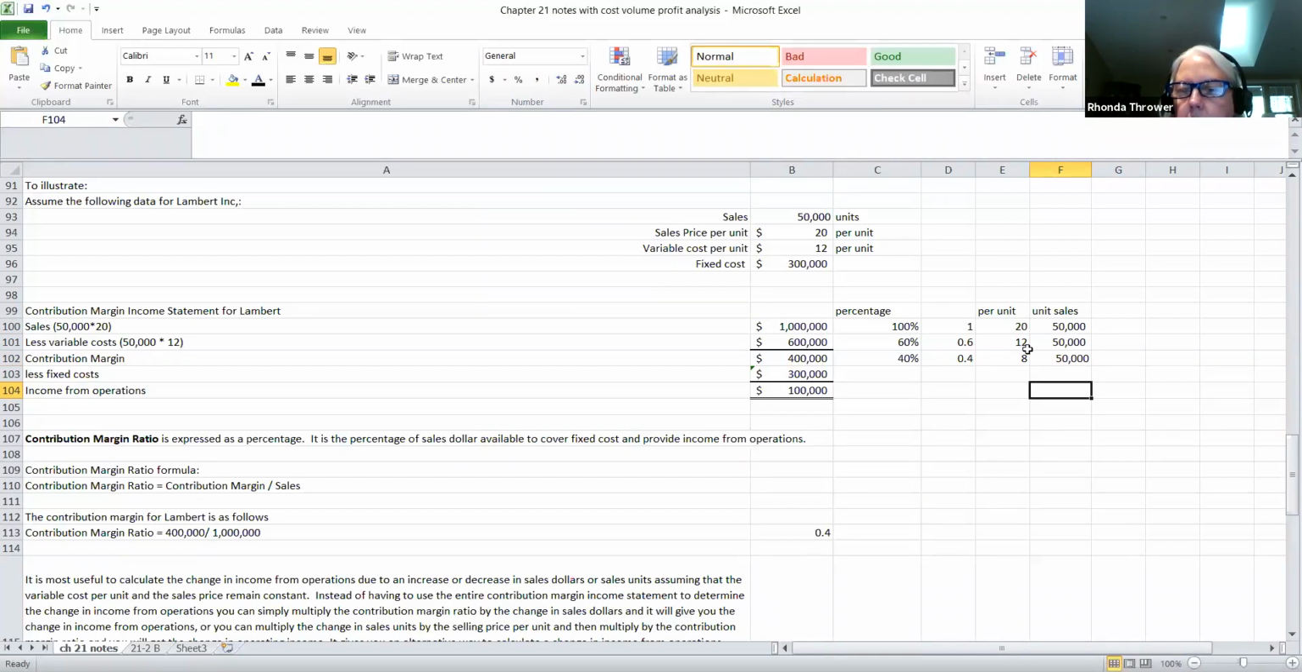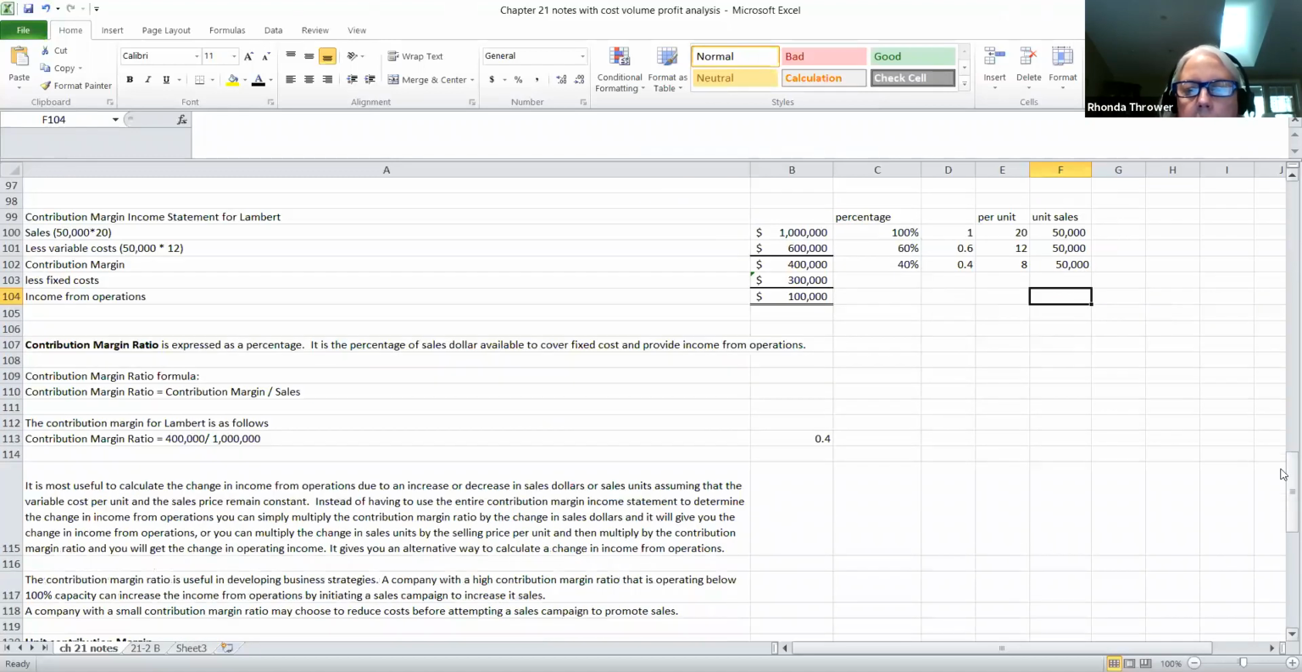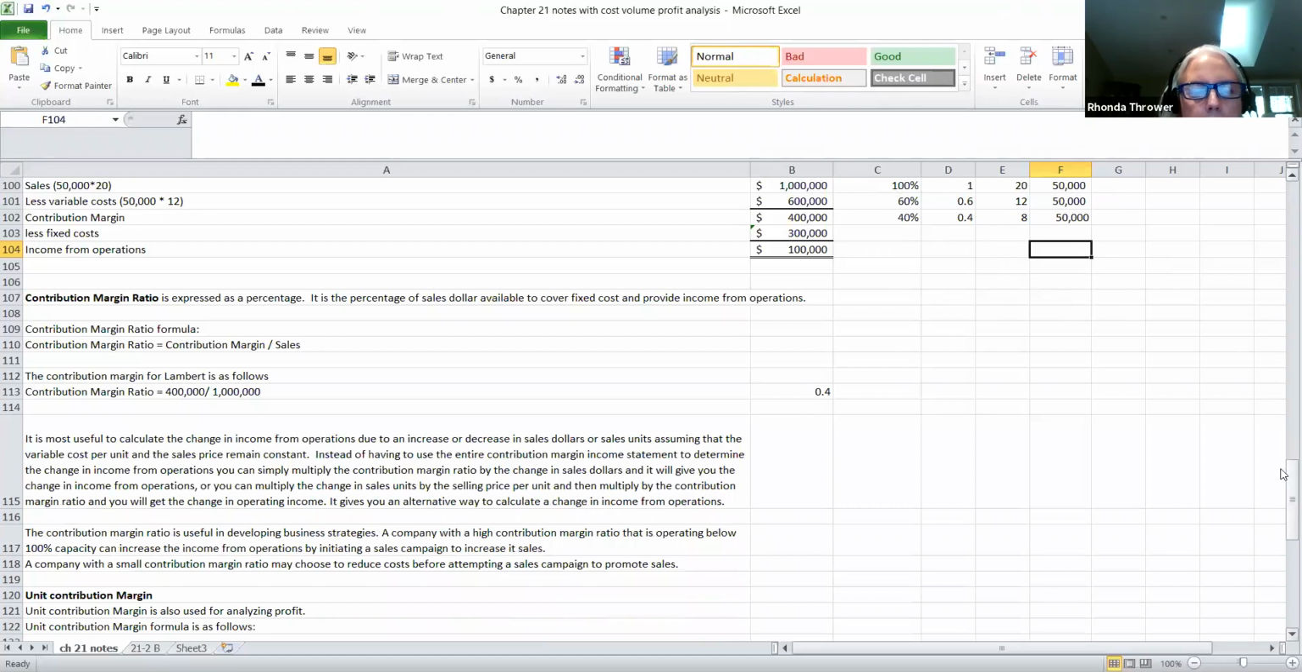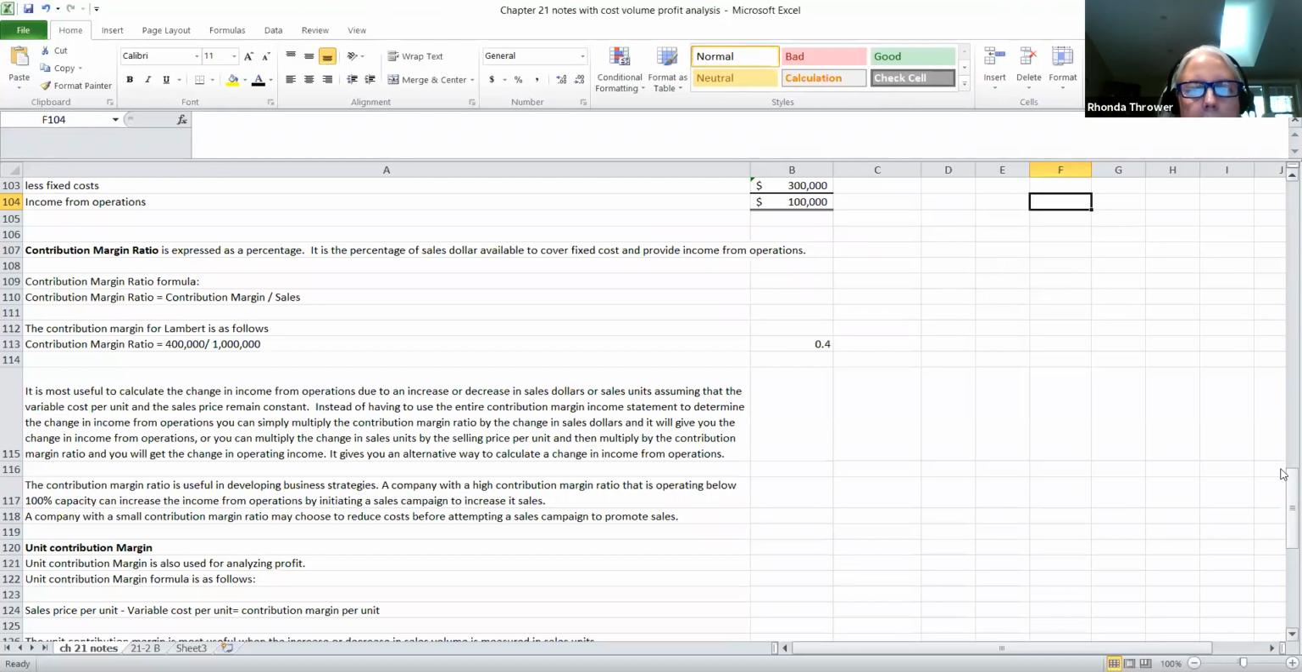50,000 times 12 is 600,000. And 600,000 is 60% of the sales figure. So there's a relationship between these numbers. And I think you need to be able to see that relationship when you're doing the problems, when we're going to be working on the problems for this.